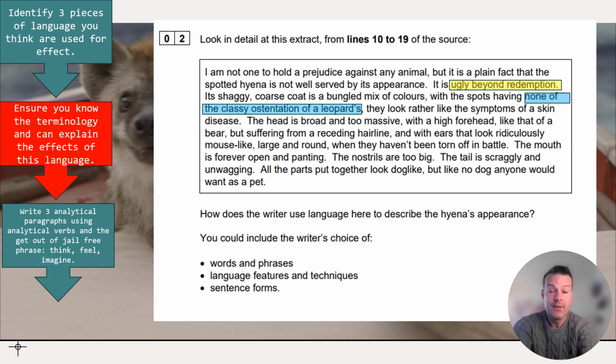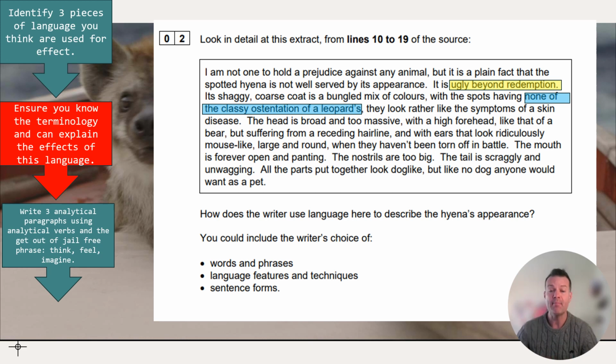Well, actually, the writer uses contrast and juxtaposition. Talks of none of the classy ostentation of a leopard's, and when it makes that contrast there with the leopard, in our minds we get to this idea of a leopard being sleek, being beautiful, being agile, being rather this kind of glorious wild animal. What the writer does here is provides us with that direct contrast. We know it is nothing like that.